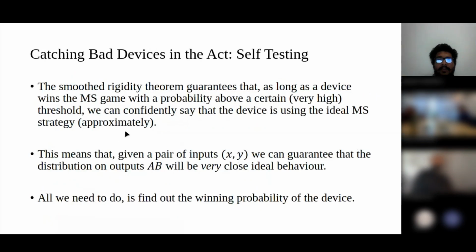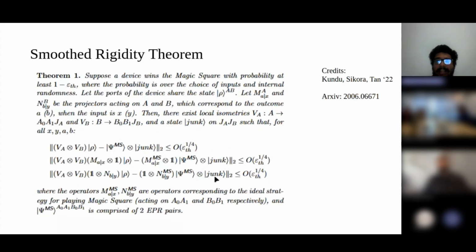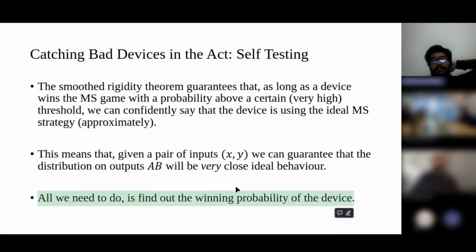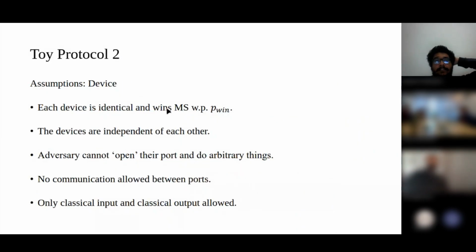Okay. So I call this smoothed rigidity because historically rigidity has been referred to for strategies which win with exactly probability one. This is smoothed because there's a threshold term here and we need that. But this is essentially what I was saying earlier. So all we really need to do is find the winning probability of the device. And if you have this assumption, now we are moving to toy protocol 2 and we are pretty much at the end of our talk.